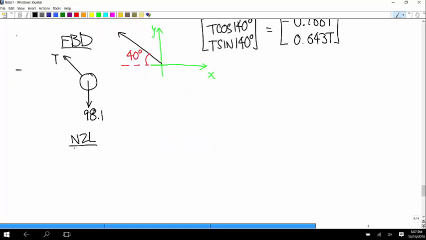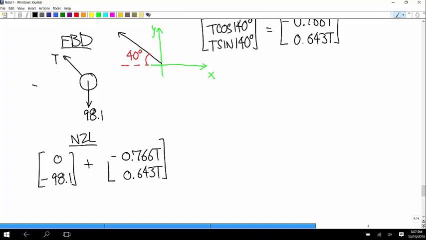So Newton's second law says 0, negative 98.1 plus negative 0.766 T, positive 0.643 T, is equal to the mass times the acceleration, which is negative v squared over 0.1532, 0 for y.